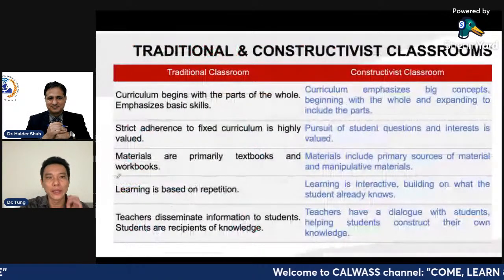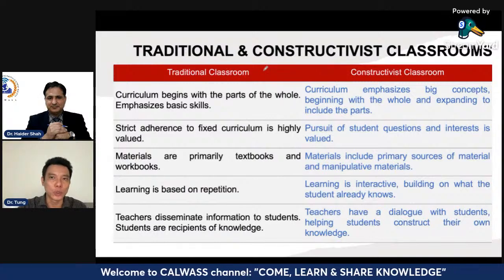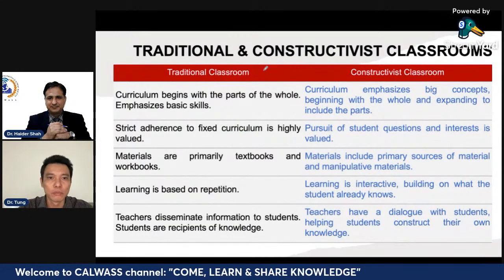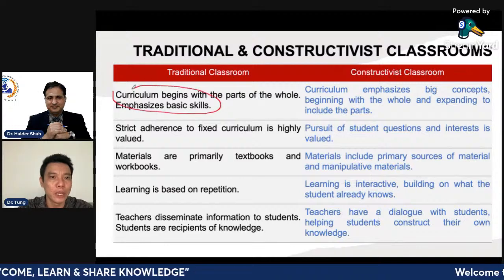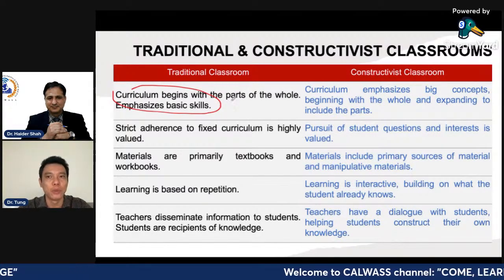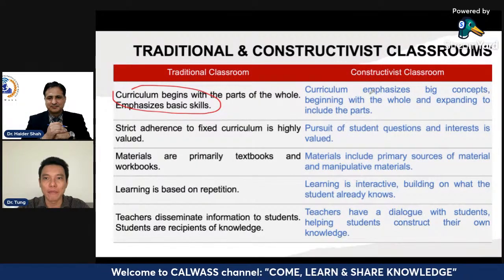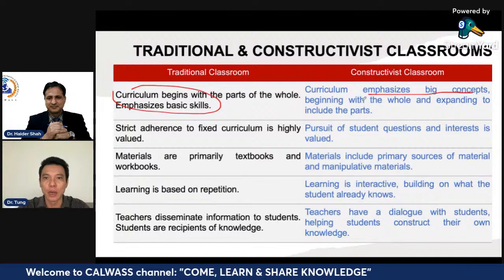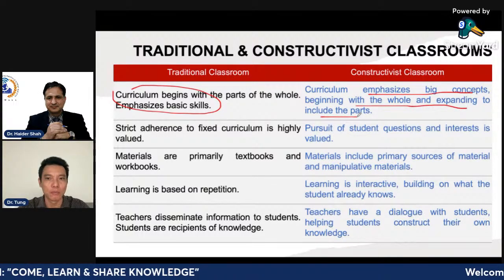Next, I would like to compare the traditional with the constructivist classroom. As you can see, in the traditional classroom, the curriculum begins with the parts of the whole and emphasizes the basic skills. However, the constructivist classroom emphasizes big concepts, beginning with the whole and expanding to include the parts.